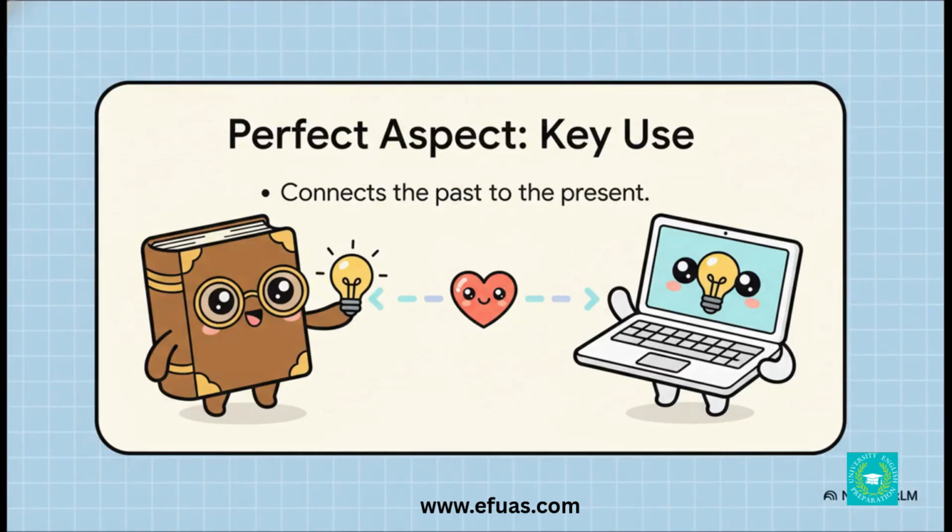So, to sum it up, when you're writing a paper, the perfect aspect is your absolute go-to for linking a past event to the present moment. It's how you show that some older piece of research isn't just old news. It's actually critical to the argument you're making today.